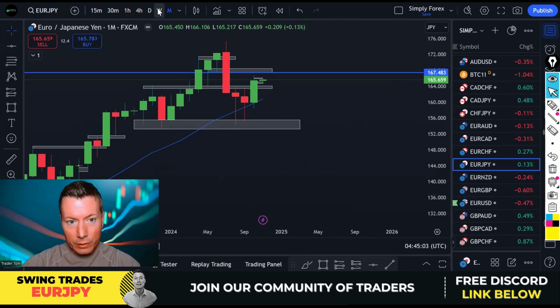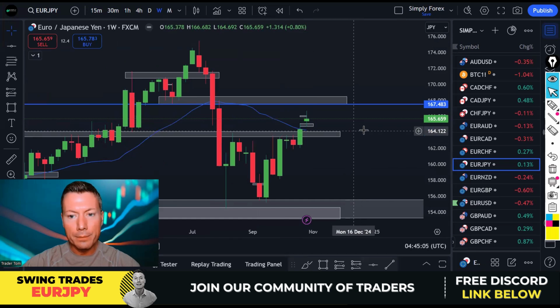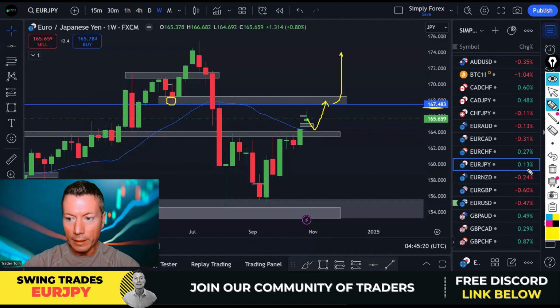So if we drop down to the weekly chart now, I've just put our first target, this 167.50, because of this level, right? So again, we're just looking for a bit of a retrace and then a move back into this level. But like I say, could potentially go higher.